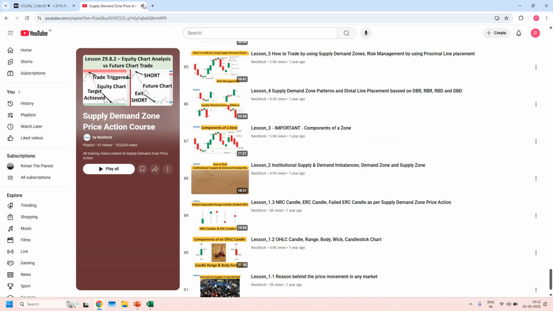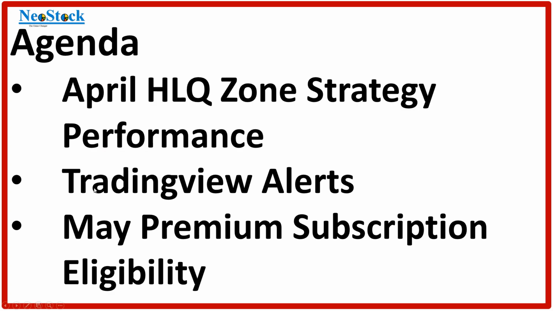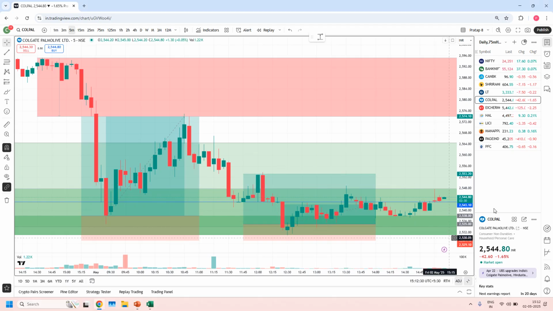Okay, now let's get into our discussion. The first topic is TradingView alerts, because we are in the live market. The market is going to close in another 15 minutes. First, let me tell you what is the advantage. See, here you have how many HLQ zones are there? 1, 2, 3, 4, 5, 6, 7, 8, 9, 10. Out of 10, we got trades from 2 stocks today, 2 successful trades. But 10 stocks you have to monitor. Monitoring these 10 stocks will be difficult for many of us, including me also.